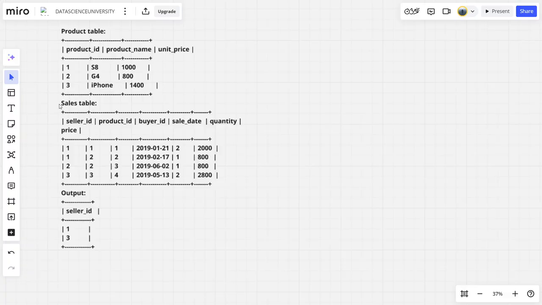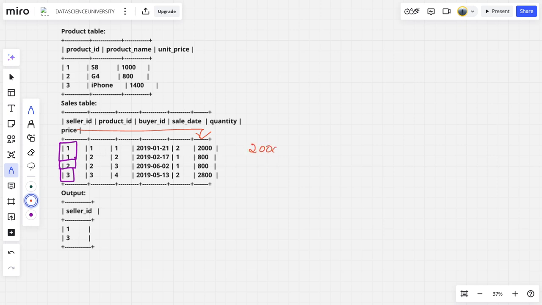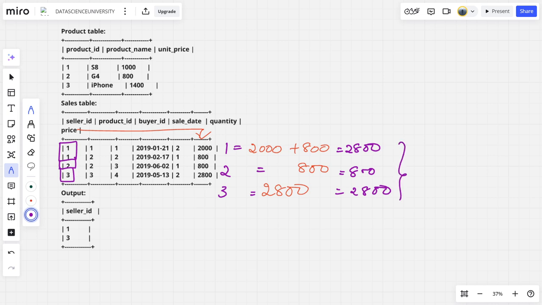Okay, let me come here. So we can see there are specifically three seller IDs, first one, second one, and a third one. Now, what is the total amount he has sold? Price column. They don't care about the quantity, they just want the price. So how much is the amount? You can see here, 2000 plus 800. Similarly for the second person, 800. Third person, 2800. It means one has sold 2800, two sold 800, three sold 2800.